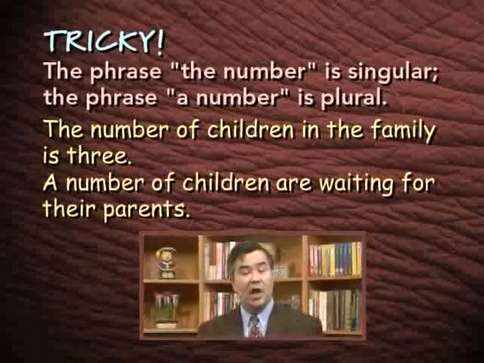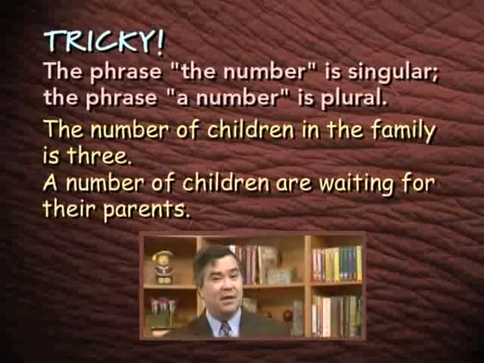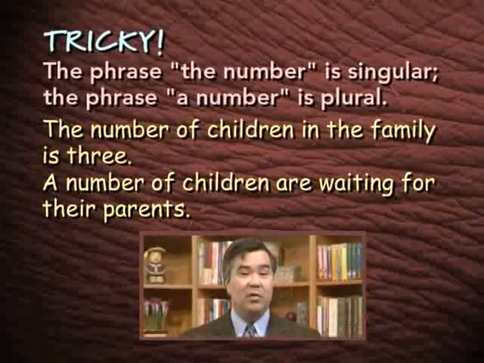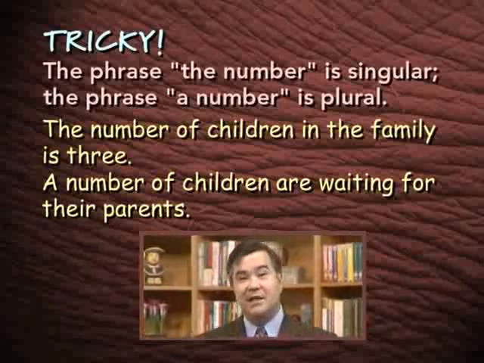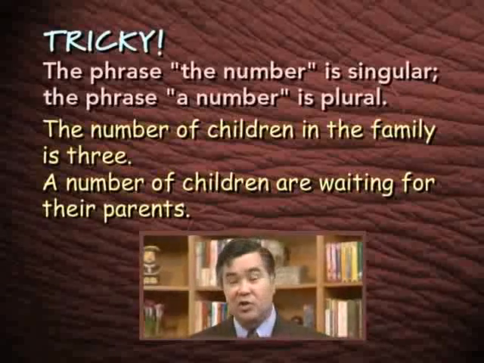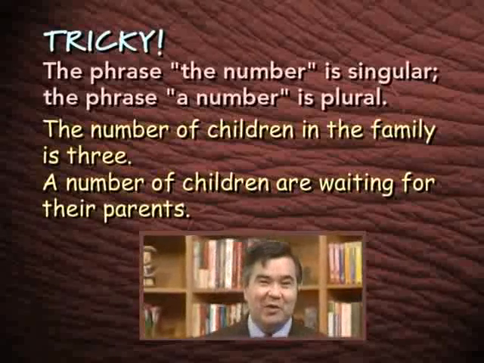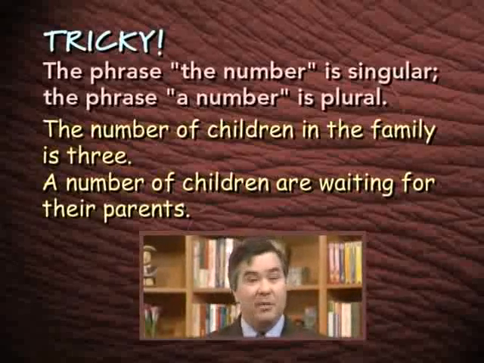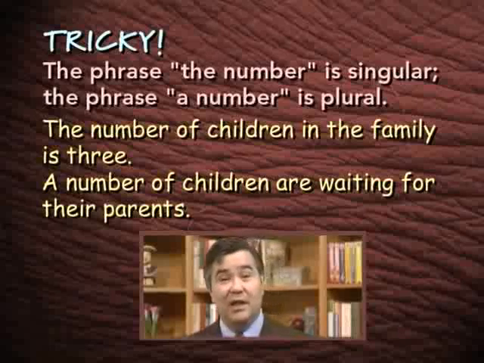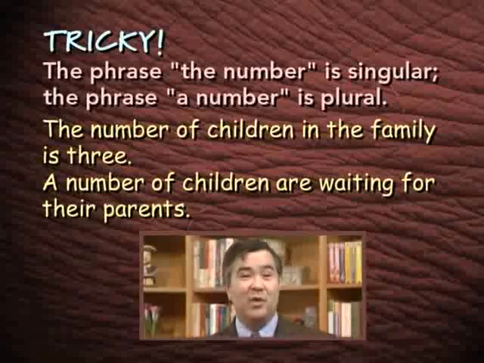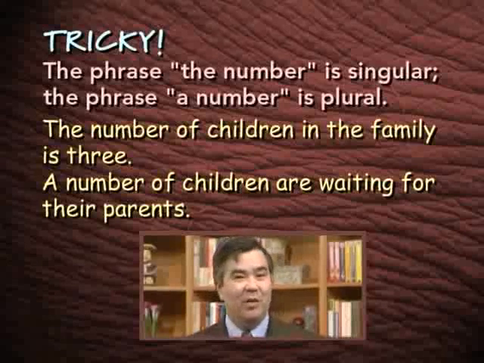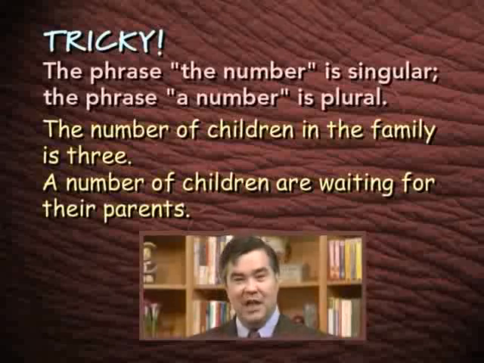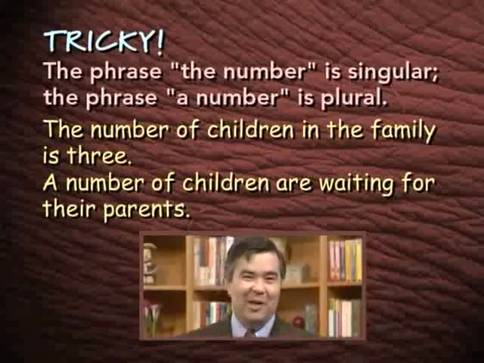Look at this example. A number of children are waiting for their parents. Now, in this case, we're using the phrase "a number," which may look very similar to "the number." But in this context, what the phrase "a number of children" is referring to is several children, more than one child, 3, 4, 5 children. That's what we mean when we say a number of children. So in this case, the subject of the verb is really plural, and that's why the plural verb "are waiting" has been used. The basic rule that's easy to remember is the number is singular, a number is plural.